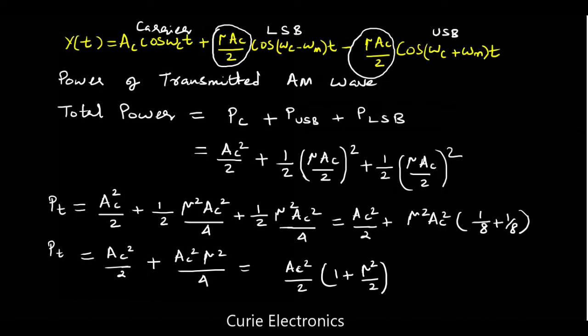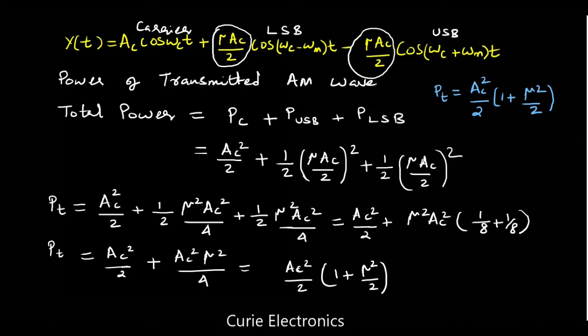I will write it on the right here. Okay. So what we got? I'll write it on top. So PT equals, that is transmitted total power, equal to AC square upon 2 multiplied by 1 plus mu square by 2. What is mu here? That's the modulation index. Yesterday I told you it's a modulation index. So we got the equation for the power transmitted, total power transmitted.